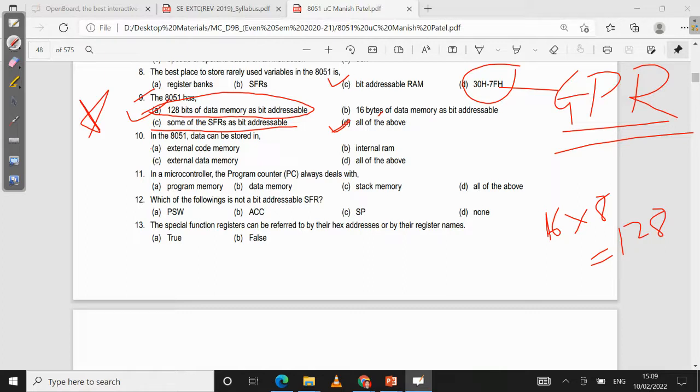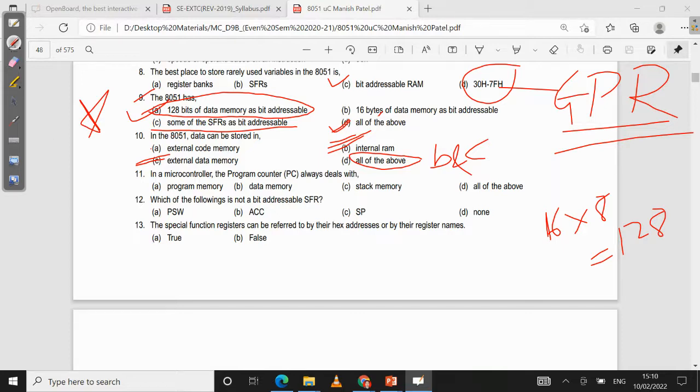Data can be stored in external code memory, internal RAM, external data memory, all of the above. So B and C both are correct. Yes, B and C both are correct. So all of the above should not be there, B and C should be there. We can keep data in internal RAM and also in external data memory. Data cannot be stored in the external code memory because it is read only memory.